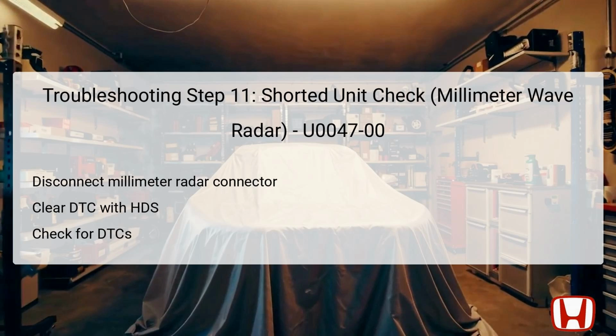Following this, shift the ignition to on so that you can utilize the HDS to clear any DTCs present in the system. As consistently performed, power down the vehicle and pause for 6 seconds before re-energizing it. Finally, check again for DTCs, indicating whether U004700 continues to be an active trouble code that needs addressing.